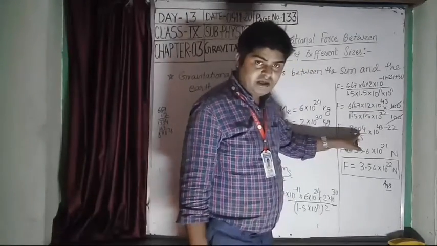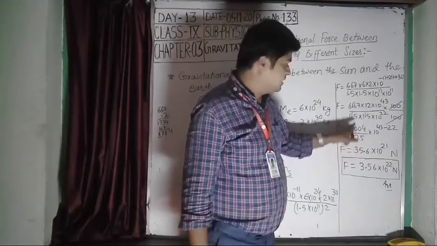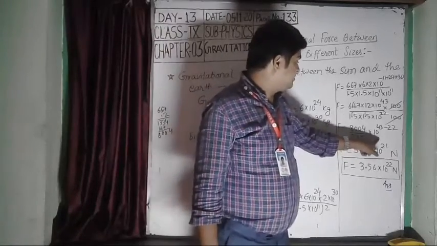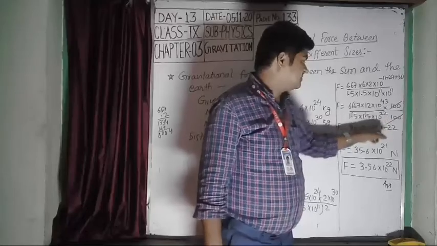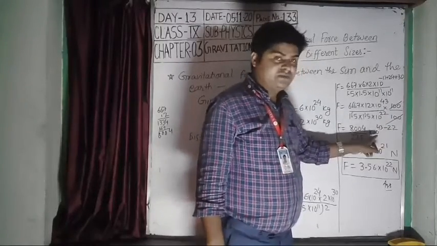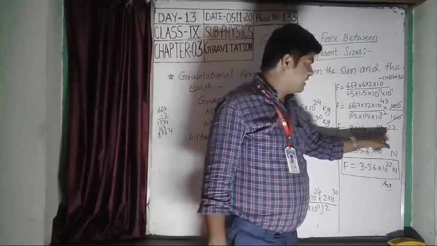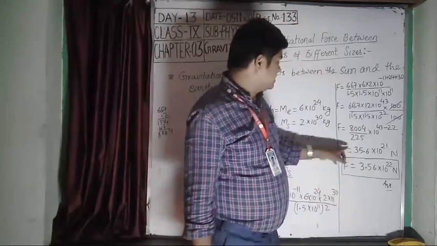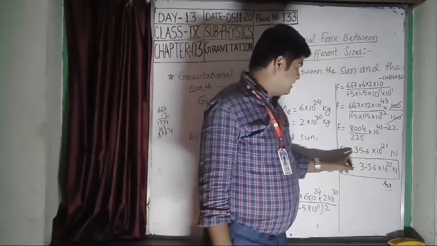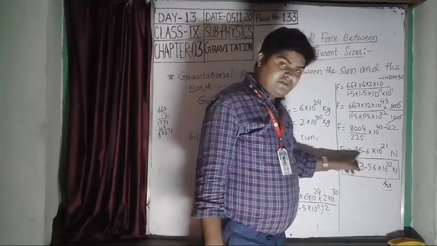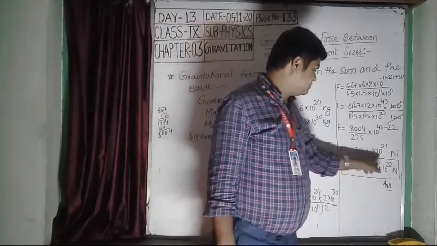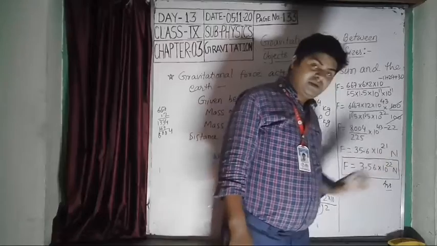So you put 8004 divided by 15 × 15, which is 225, into 10^43, and the 10^22 goes upside in the denominator, so it becomes 10^(43-22). When you divide 8004 by 225, it comes to 35.6. So F = 35.6 × 10^21 Newton.